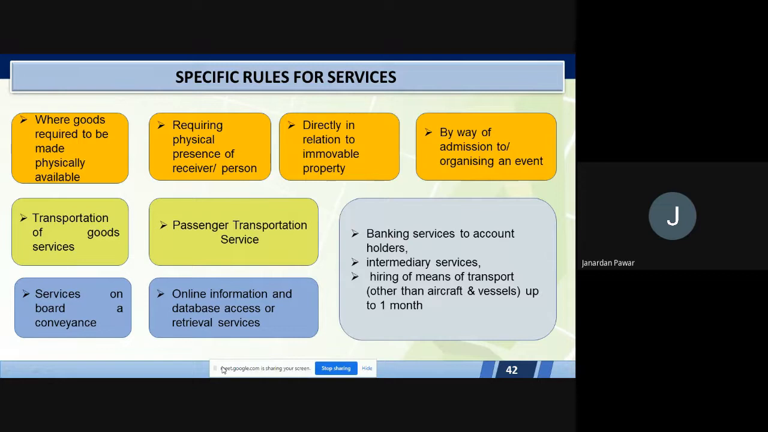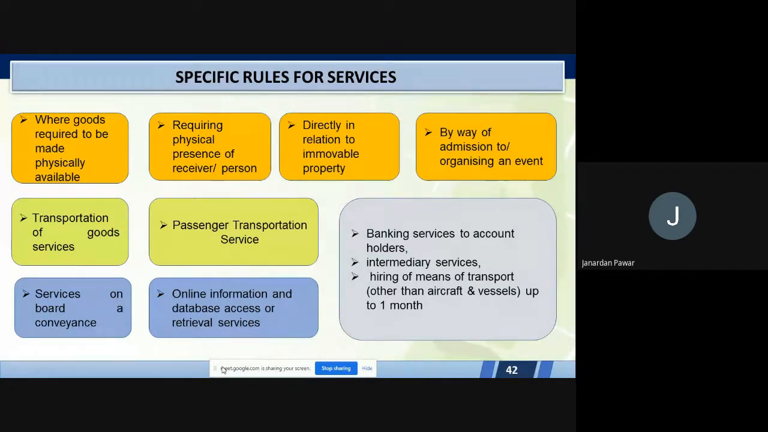Then online information and database access or retrieval services. This one is a separate topic we are going to see. If we get some online information and database access services, then what could be the place of supply? Again, that is a point of discussion. Then banking services to account holders. If services are given to the account holder, then how is the place of supply decided? Then intermediary services are also there. The next one is hiring of means of transport other than aircraft and vessels, up to 1 month. If we hire such kind of transportation services, then what could be the place of supply? So for these purposes, specific rules for services are made. And we are going to see all these specific rules under this particular section, section 13 of the IGST Act, which is made for place of supply of services where the supplier or recipient is outside India.